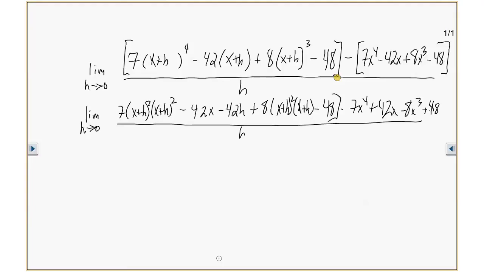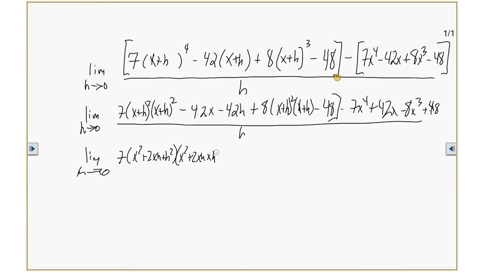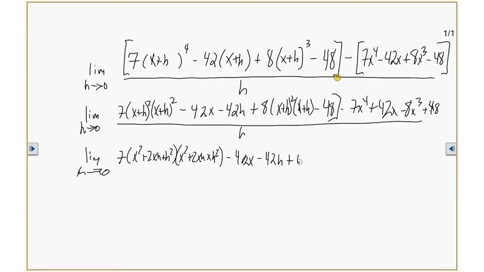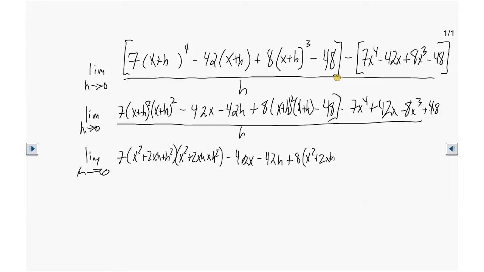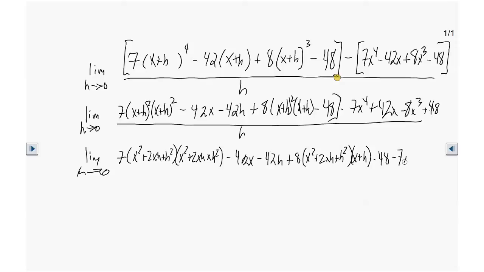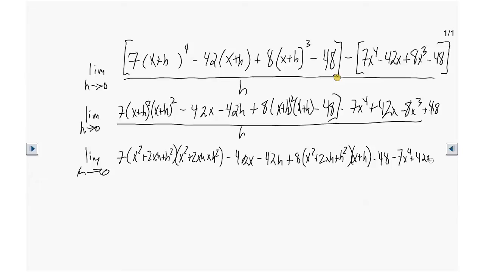And that's going to be limit as h approaches 0 of 7 times (x squared plus 2xh plus h squared) times (x squared plus 2xh plus h squared) minus 42x minus 42h plus 8 times (x squared plus 2xh plus h squared) times (x plus h) minus 48 minus 7x to the 4th, I'll go romper room for this 40 line, plus 42x minus 8x cubed plus 48.